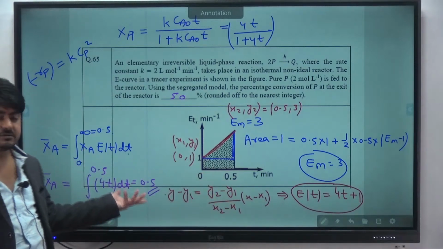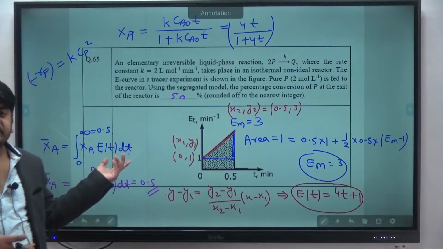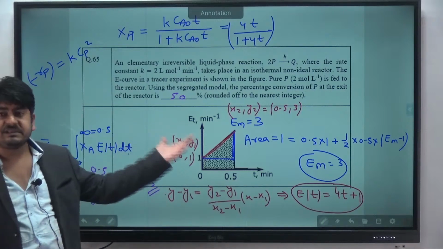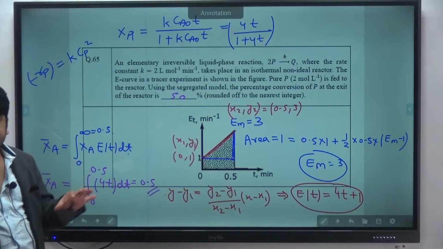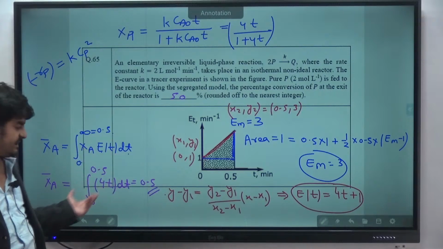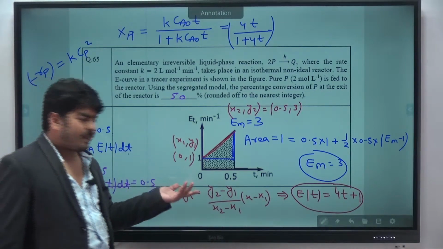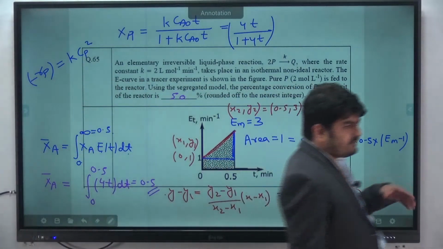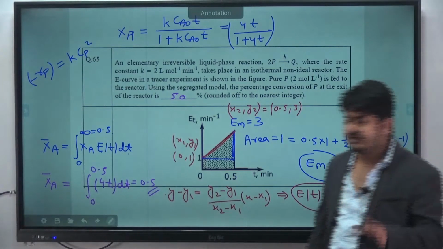And this time this is not lengthy as well. Last time it was quite lengthy because the C curve was given and nothing was getting cancelled, but this is easy. So this is an easy question for 2 marks, a simple one.